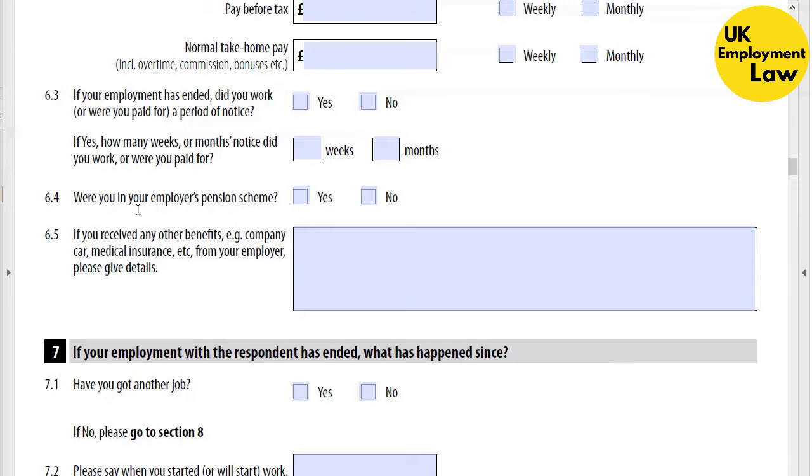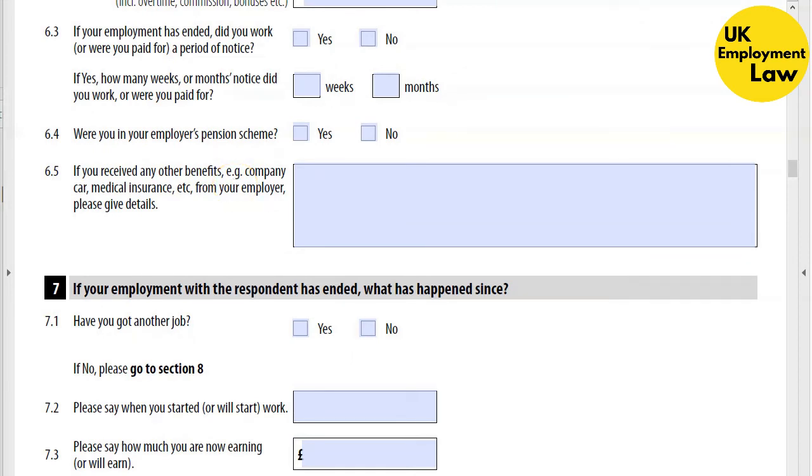Subsection 6.4, this is about whether you were in your employer's pension scheme. You do not need to provide any details. However, you can add these losses into your schedule of loss or statement of particulars that you may wish to attach with your ET1 claim form. That is this document. We have also provided pro forma and templates of schedule of loss and statement of particulars that you can download at the end of this course or from the relevant section.